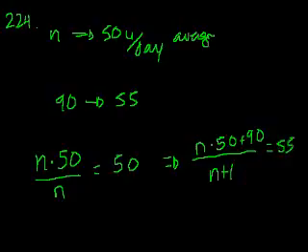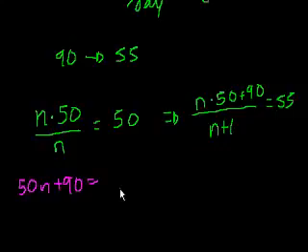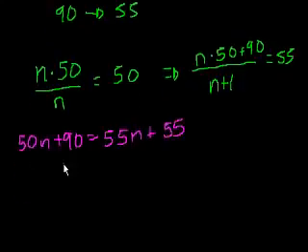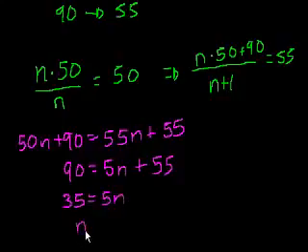So now we just have to solve this for n. So let's see what we can do. We get 50n plus 90 is equal to, multiply both sides by n plus 1, 55n plus 55. So let's subtract 50n from both sides. You get 90 is equal to 5n plus 55. Subtract 55 from both sides, that's 35, is equal to 5n. n is equal to 7. And that's choice E.